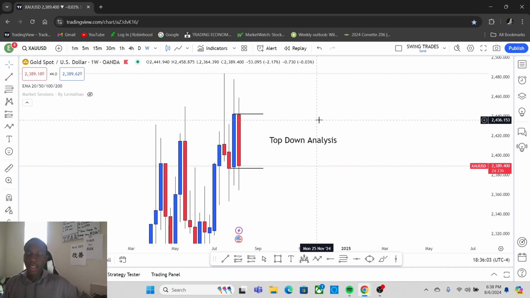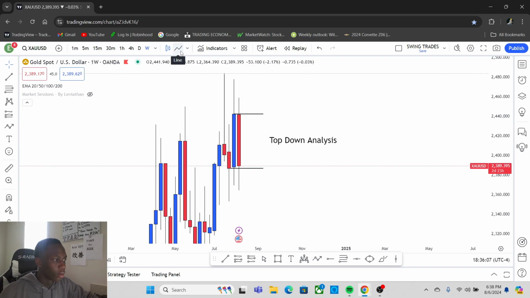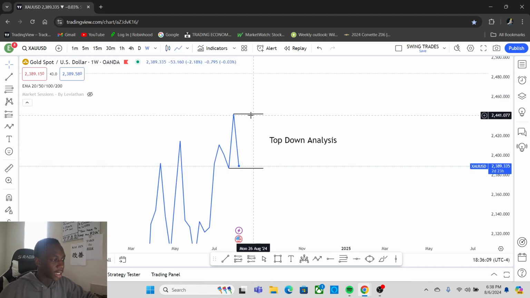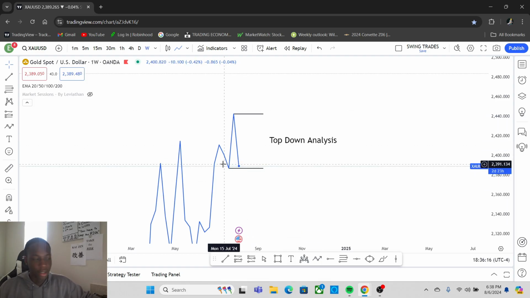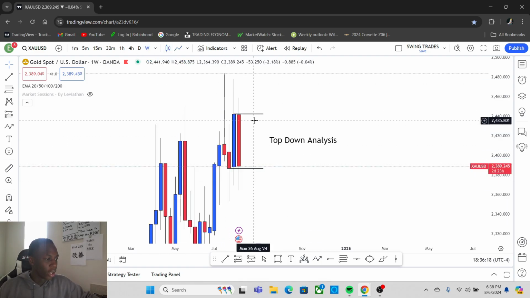Now, why do I say the bodies and not the wicks, right? If you go on a line chart up here and you click it, you can see that the lines add up exactly on the points on the line chart. Like the lines that I drew line up exactly on the point in the line chart. But let's say I were to put the wicks, right?